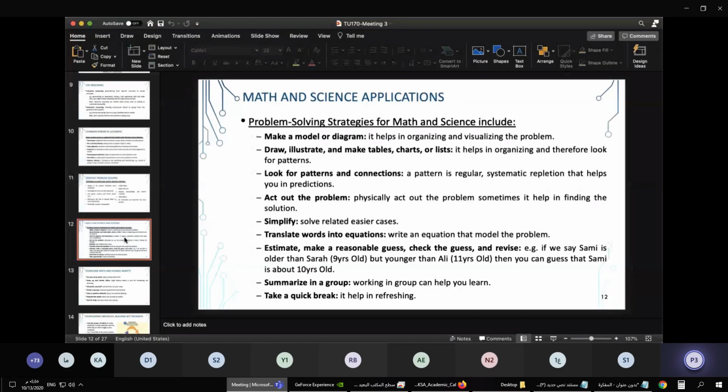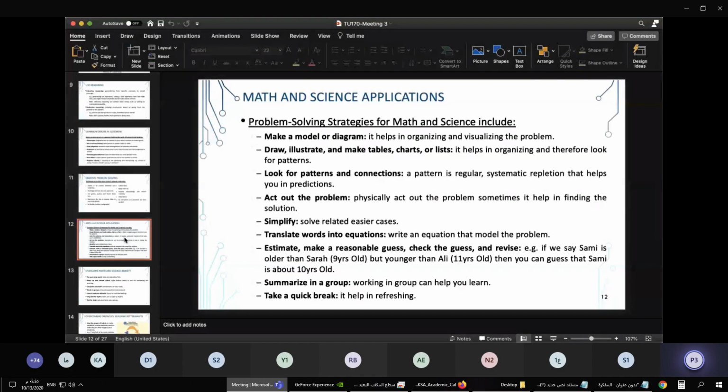Simplify, solve related easier cases. Find very simple cases first, then after you solve these simple cases, you can go up in a leveled way. Translate words into questions, write an equation that models the problem, an example for that. Estimate, make a reasonable guess, check the guess and revise.